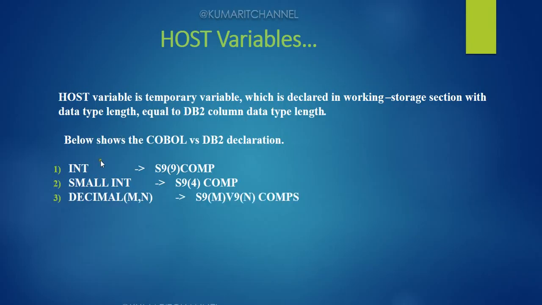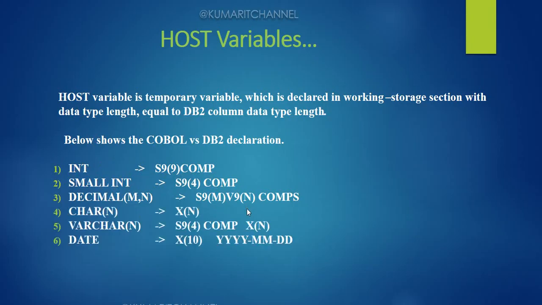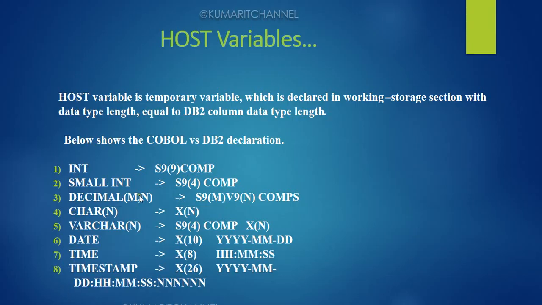If in DB2 we have int, then the equivalent in Cobol will be S9(9) COMP. Small int will be S9(4) COMP, decimal will have S9 and V9, char will have this, varchar will have this, and the date will have this. This is very important. As I said earlier, if you have one or two fields, you can manually convert them. But if you have 20, 50 or 60 fields, you will use the DCLGEN tool that can create them. So these are the equivalent variables: this is in DB2 and this is in Cobol, right?